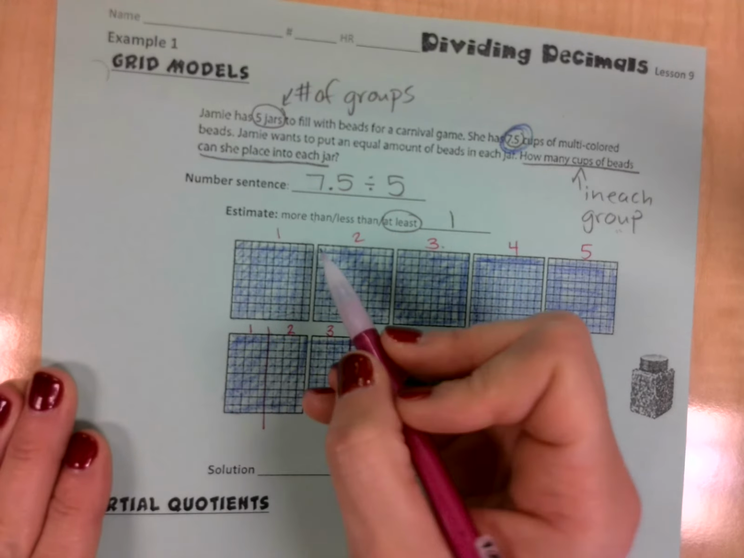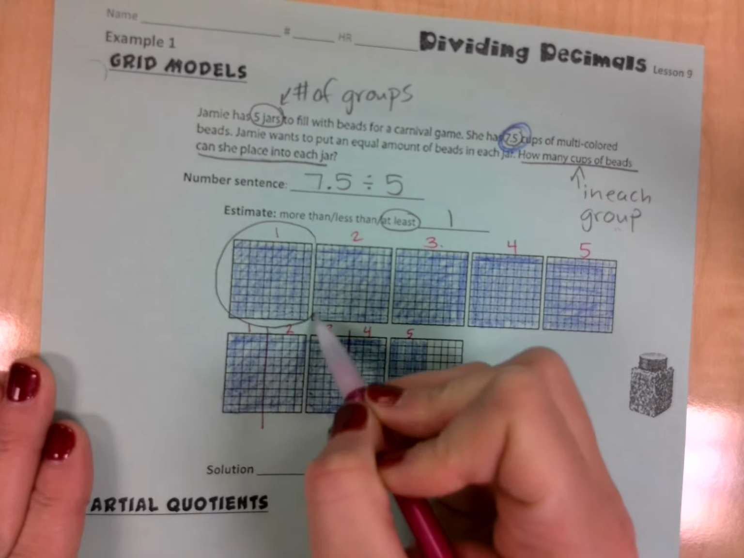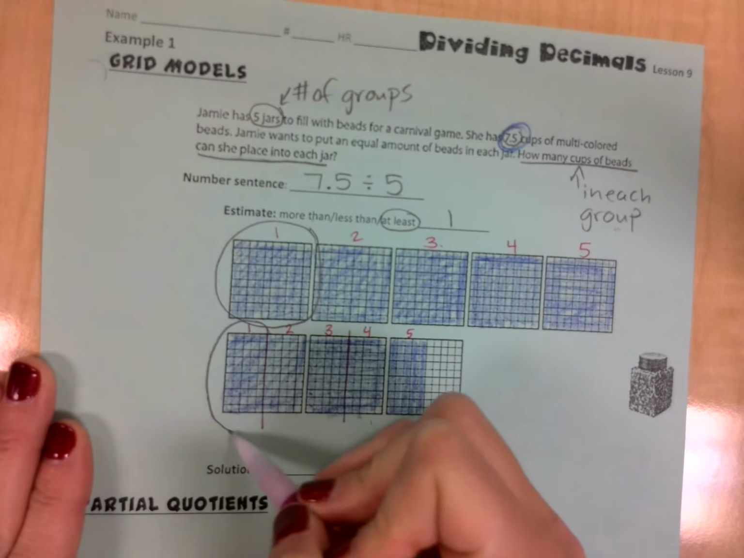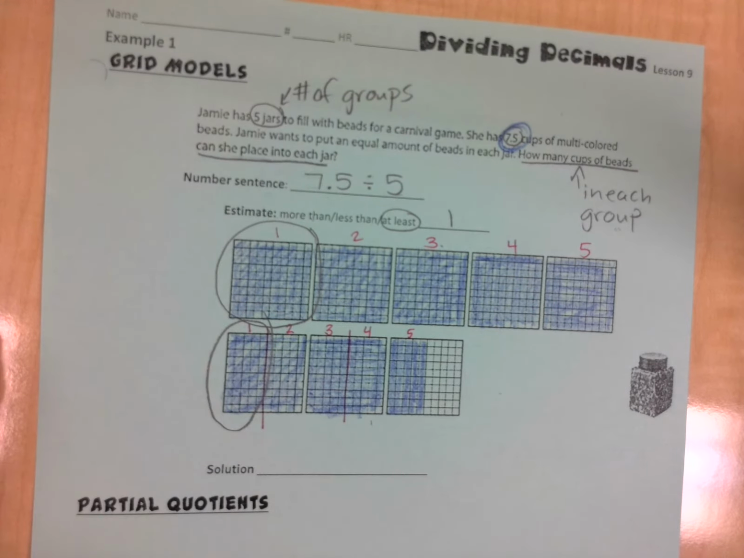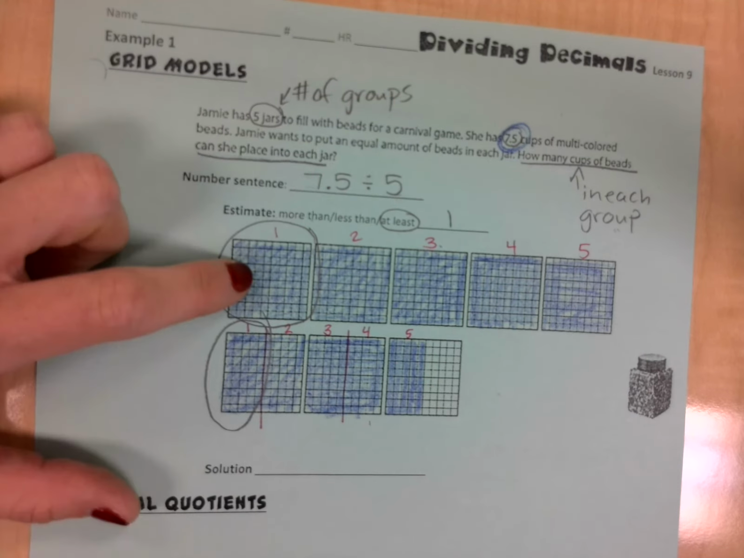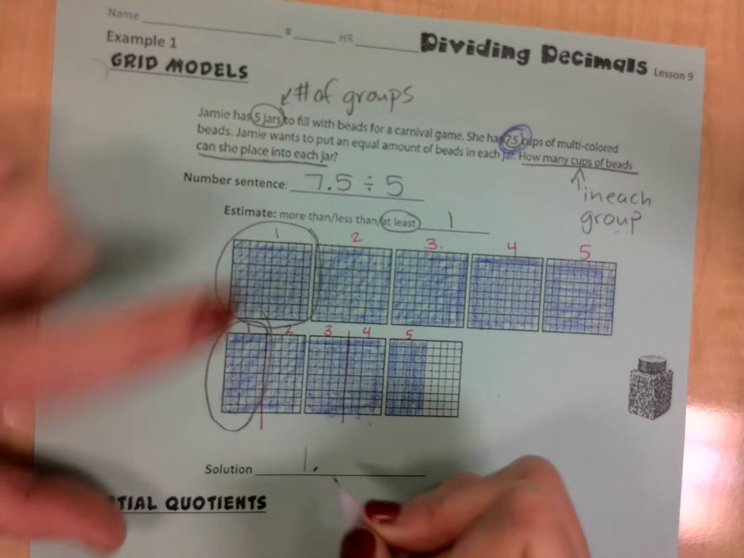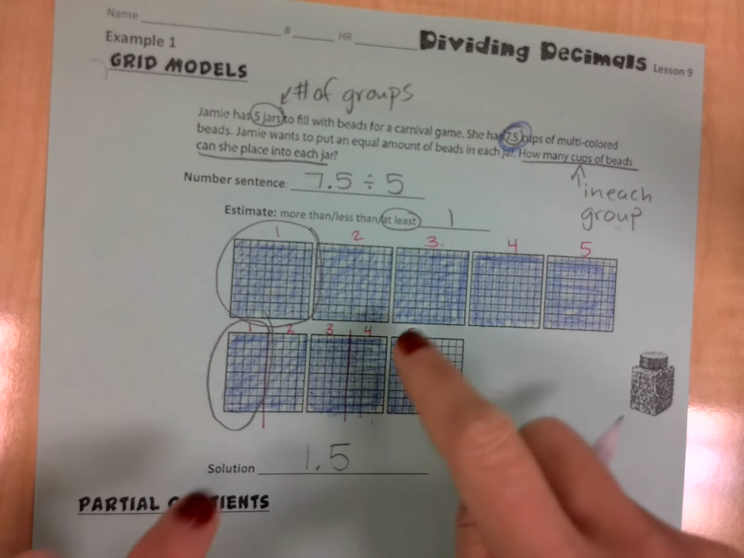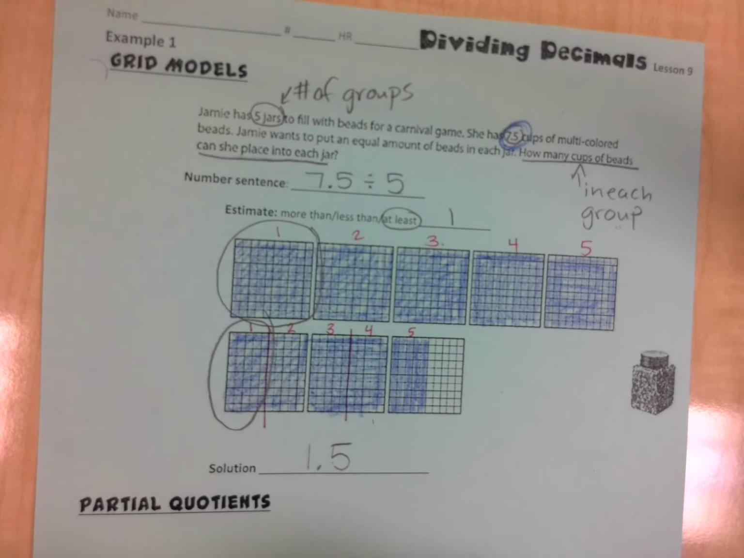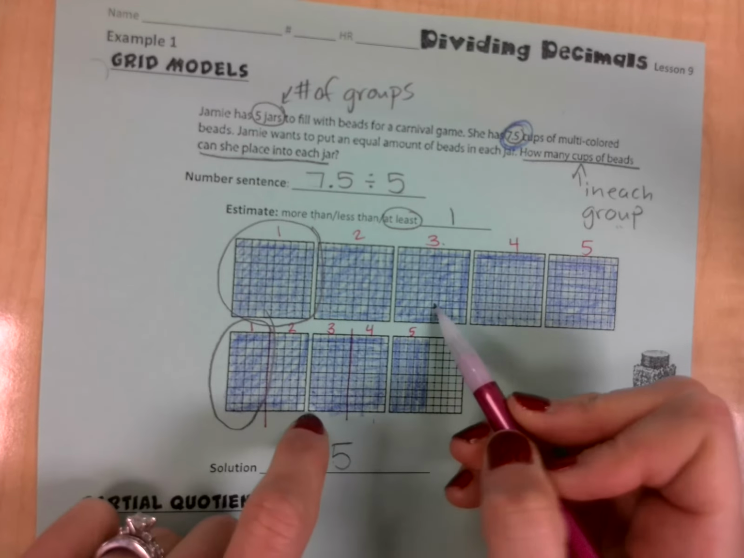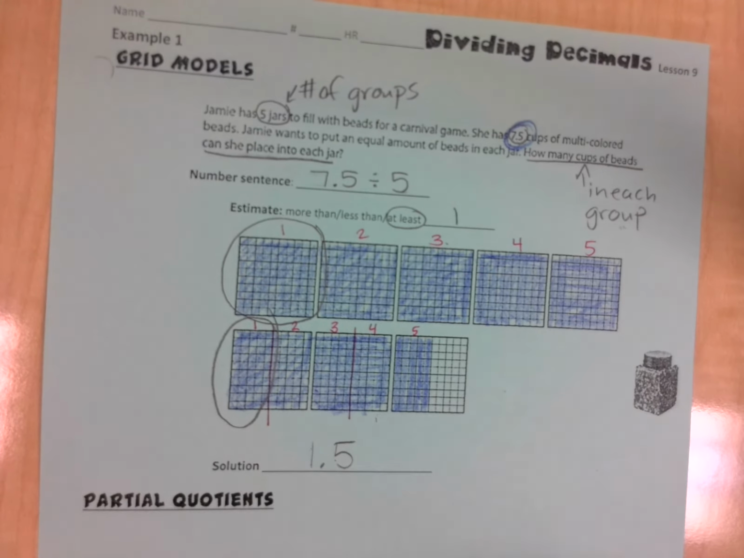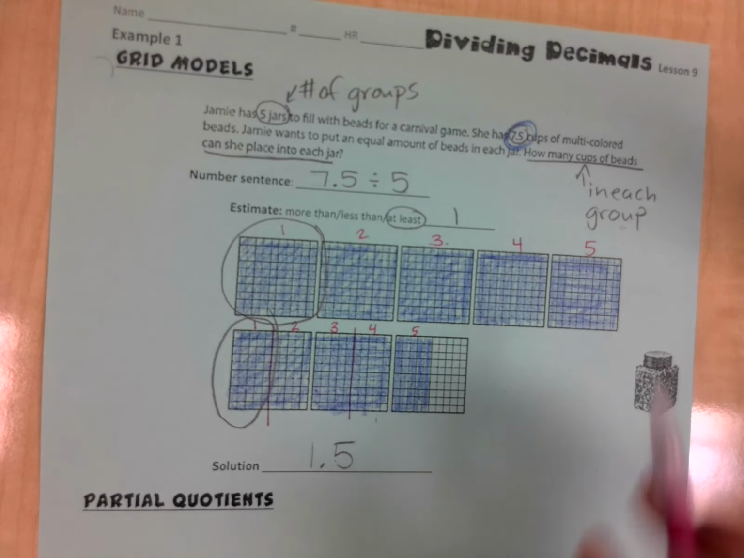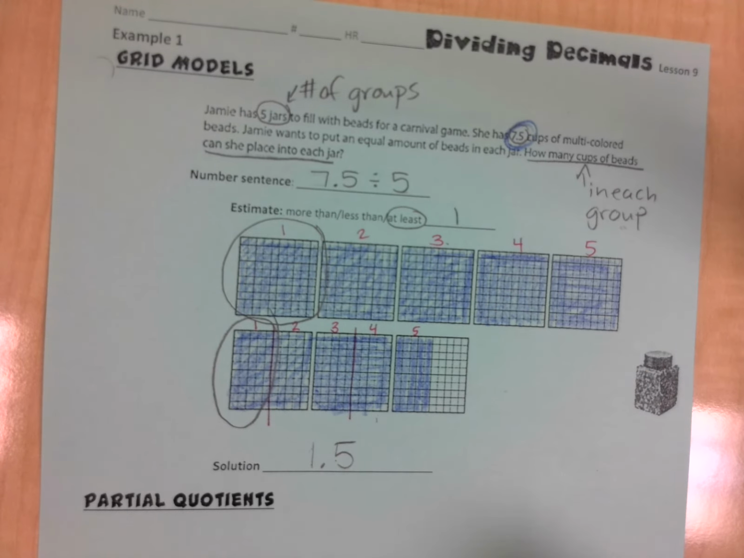So if I look at one jar, right? Here's jar 1 and here's jar 1. How much is in each jar? 1 whole and 5 tenths. So no matter which one I looked at, if I looked at jar 2, jar 3, jar 4, or jar 5, that's how much is in each group. So a lot of story problem things coming into play here.